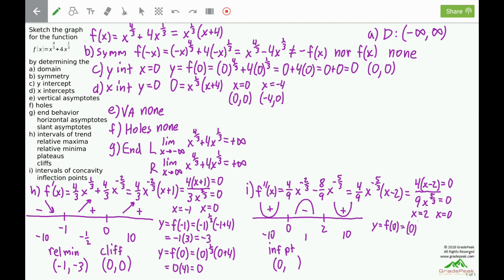We'll plug into the factored version, which is going to be 0 to the 1/3 times 0 plus 4. 0 to the 1/3 power will be 0, and 0 plus 4 is 4. 0 times 4 equals 0. So we have a corresponding y-coordinate of 0. Right at the candidate number of x equals 2, we have the concavity changing from concave down to concave up. And therefore, x equals 2 will also be an inflection point.